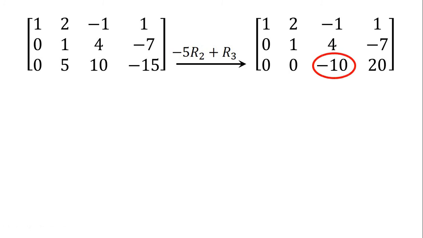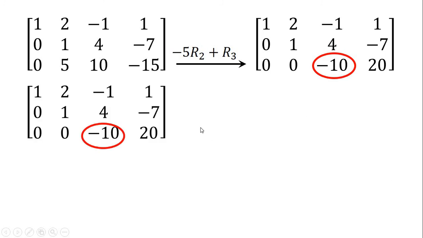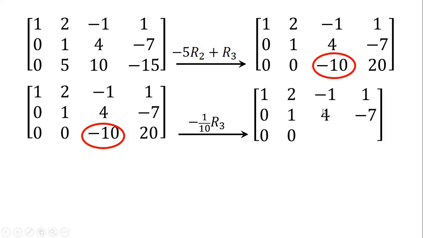Next, I have to obtain a 1 here. So I will have a leading entry that is a 1 for the third row. To do that, I will multiply row 3 by negative 1/10. So copying the first and the second rows, I have here a 0, 0, and positive 1 and negative 2. This matrix is already in REF, but for Gauss-Jordan elimination, I must transform the matrix into RREF, meaning I have to obtain zeros above this leading entry.